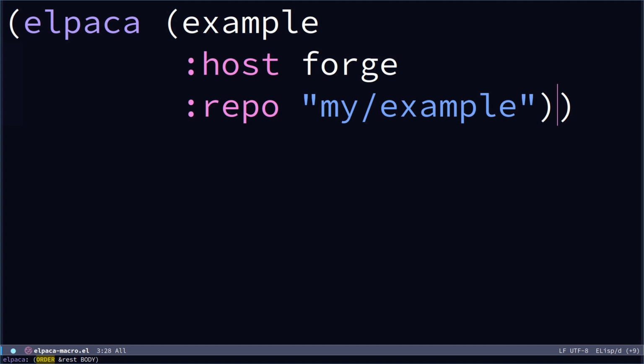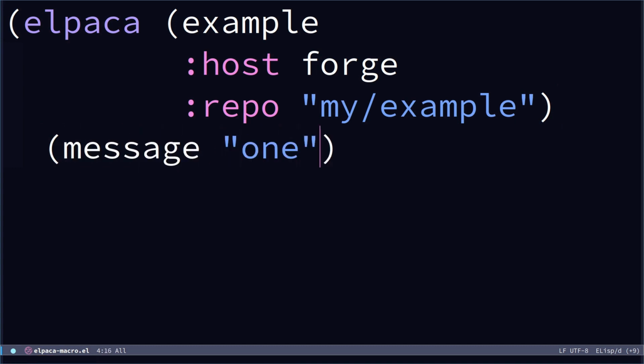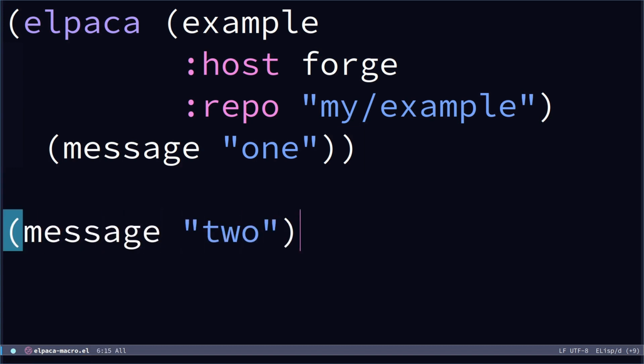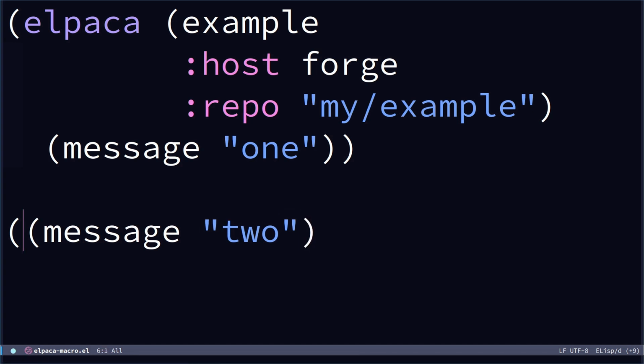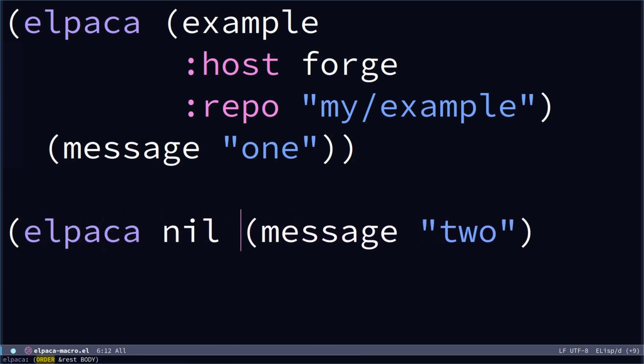Elpaca evaluates the body of the declaration after processing the package's queue. In the example shown here, the top-level message for 2 will print before the message for 1. To defer forms without installing a package, pass nil as the order to an Elpaca declaration. Now the messages will evaluate in declared order.